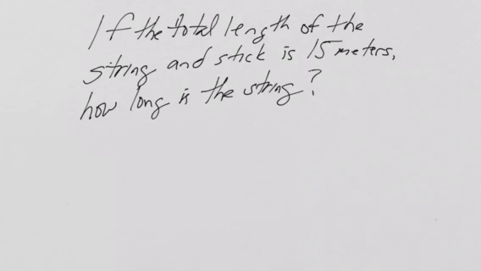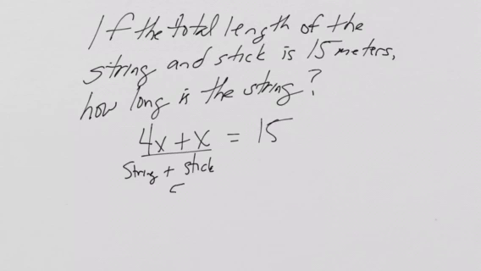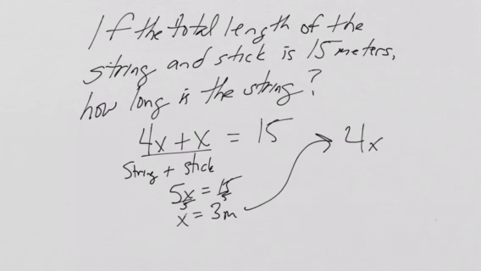So, if the total length of the string and the stick is 15 meters, how long is the stick? Well, it's going to be 4x plus x. That's the string plus the stick equals 15. And if we just combine like terms there, we'll get 5x equals 15, x equals 3 after we divide by 5. 3 meters, and that would be how long the stick is. Now you have to put it back into the expression for the string. We know it's 4 times longer, so that would be 12 meters for the string.